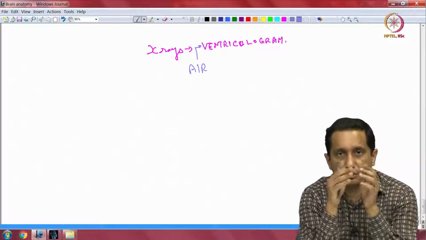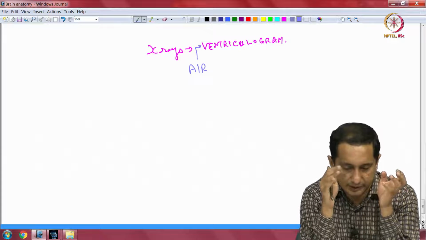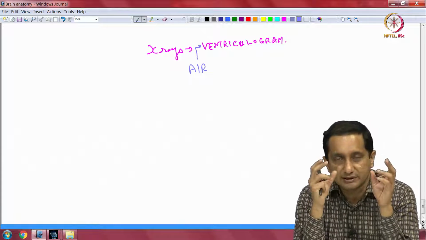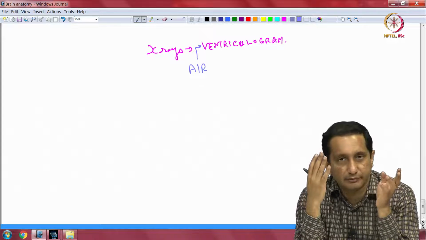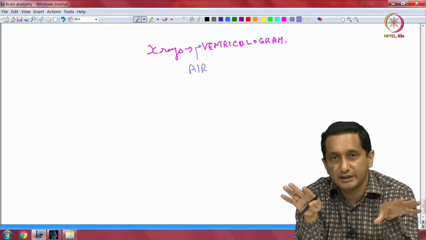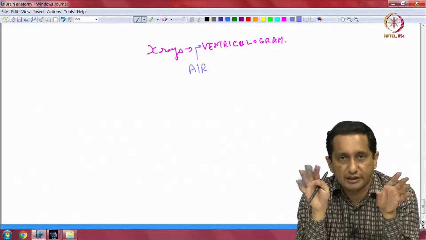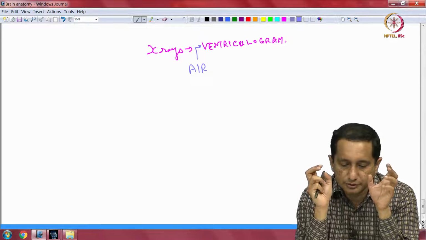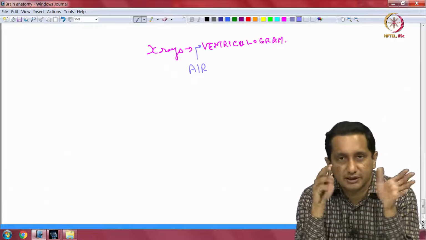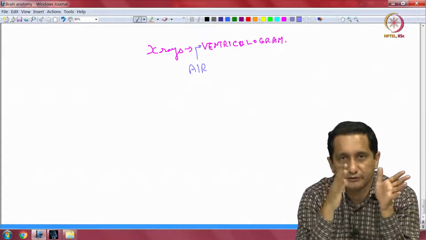I showed you about ventricles earlier in my classes, and explained that ventricles contain CSF, a normal part of brain anatomy. Ventricles, similar to the heart, but in the brain, functions are completely different. They have no relation whatsoever except for the name. So you would put air into the ventricles, and then based on that you can infer several things.